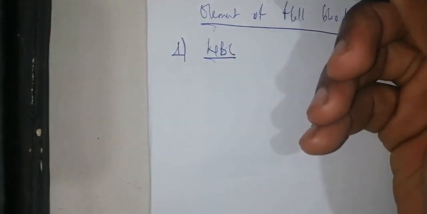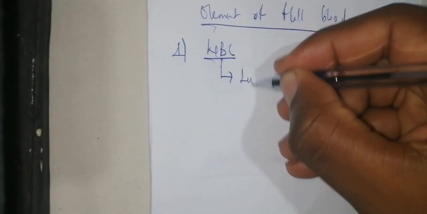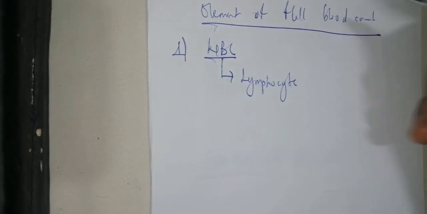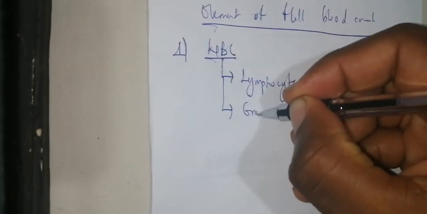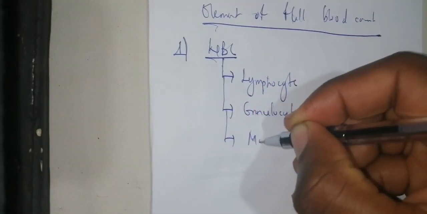The first element in the full blood count is the white blood cell count. Under the white blood cell count, we have the predominance. It can be lymphocytic predominance. You have the lymphocyte underneath, you have the granulocyte underneath, and we have the monocyte underneath.